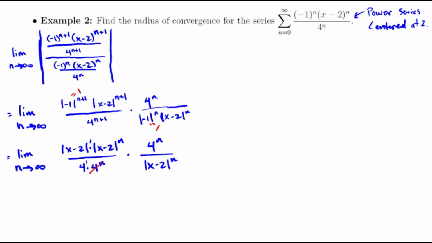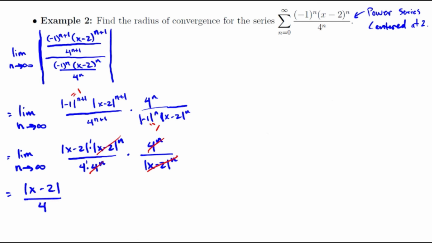So that's going to cancel, and that's going to cancel. So notice everything with an n cancels in this particular problem. So the limit, as n goes to infinity, the n's kind of irrelevant. This is just going to equal the absolute value of x minus 2 over 4.